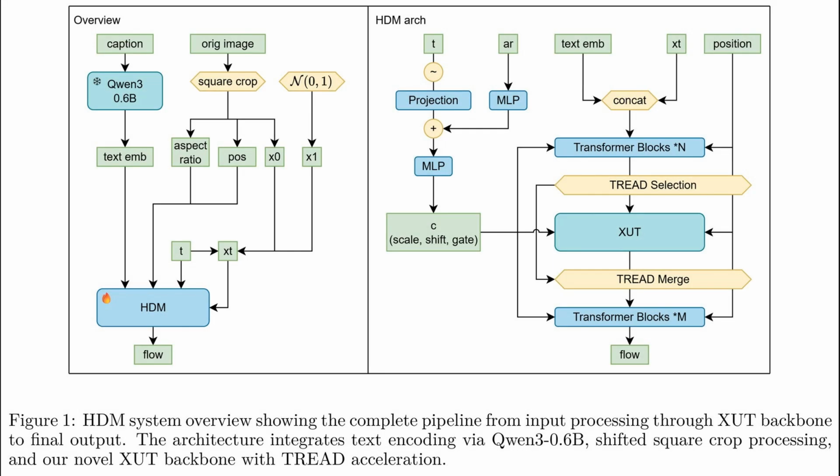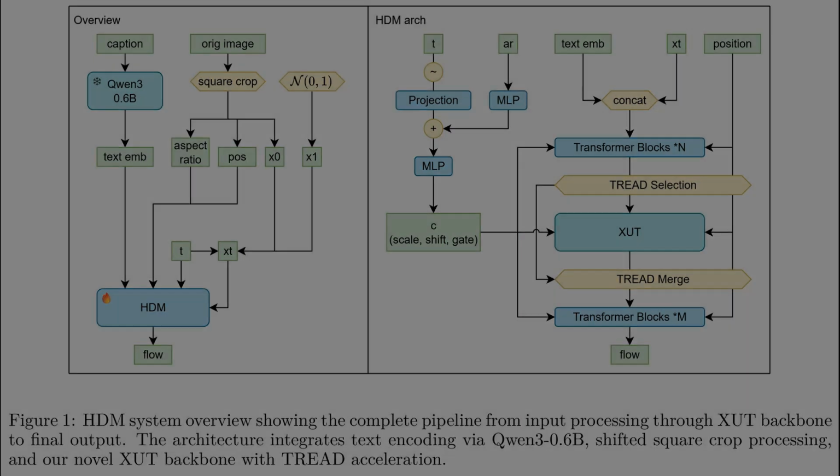Alright. The previous figures set the stage for training efficiency. Figure 1 presents the full pipeline, which starts with captions encoded by QN30.6B, and images pass through the shifted square crop to produce position maps and aspect ratio signals. The left panel summarizes these inputs flowing into the HDM core. The right panel details the cross-U transformer path with token routing acceleration. Tokens concatenate with text and position features, go through transformer blocks, undergo tread selection, pass XUT, then merge and decode, so the model saves compute without sacrificing composition.